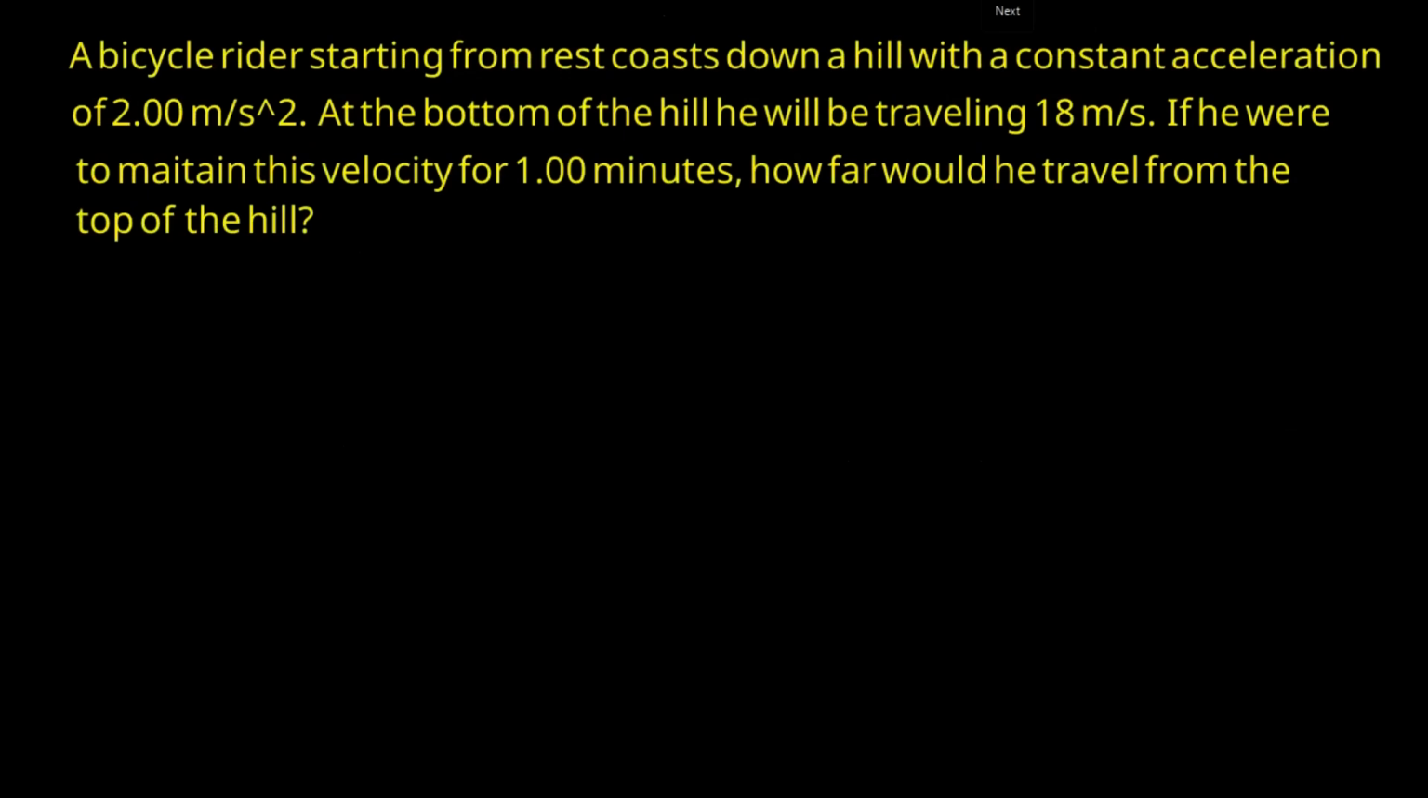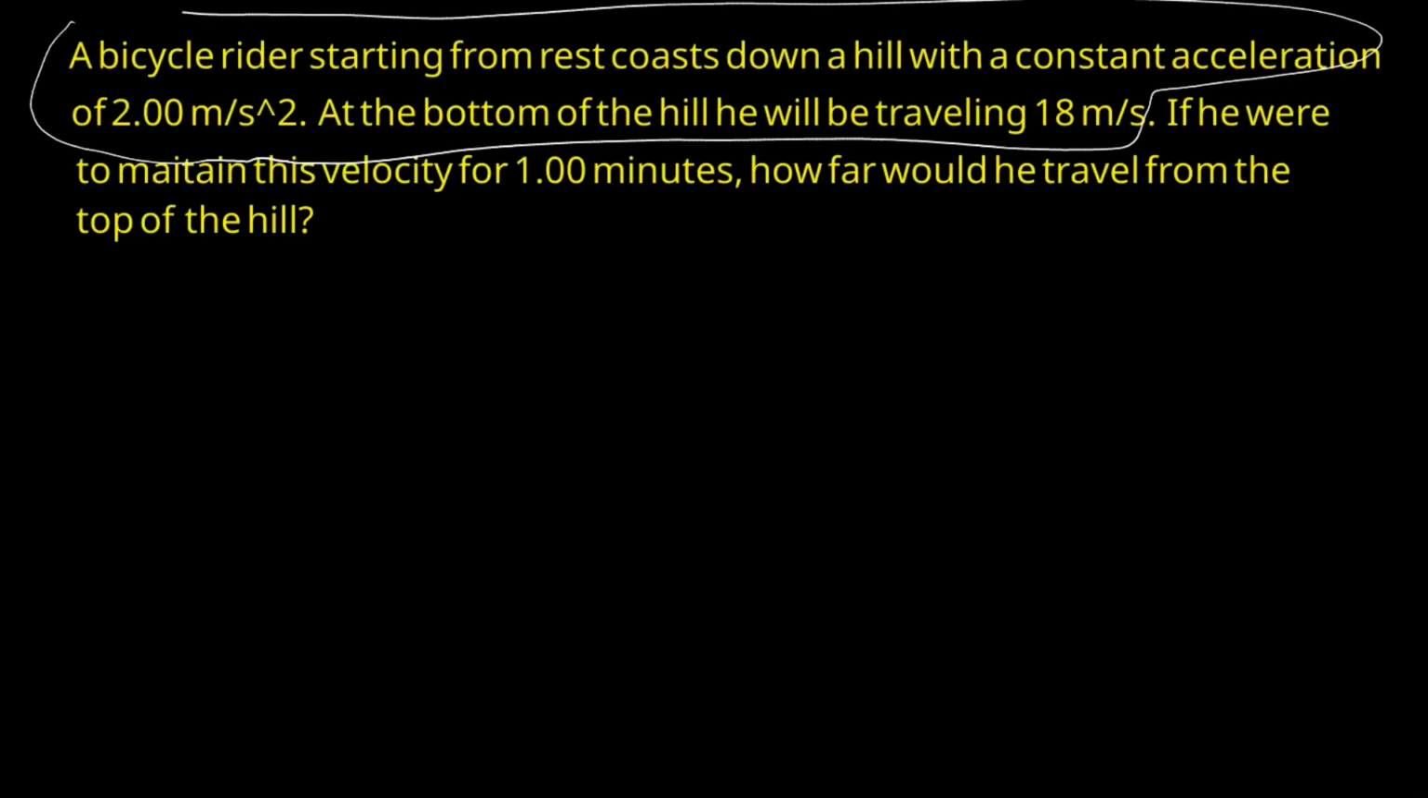So a bicycle rider starting from rest coasts down the hill with a constant acceleration of 2 meters per second squared. At the bottom of the hill, he'll be traveling 18 meters per second. If we were to maintain this velocity for 1 minute, how far would he travel from the top of the hill? Again, this is a two-part problem. So we'll do the part going down the hill first. We'll take care of this first, and then we'll do the second part. This will be the A part.